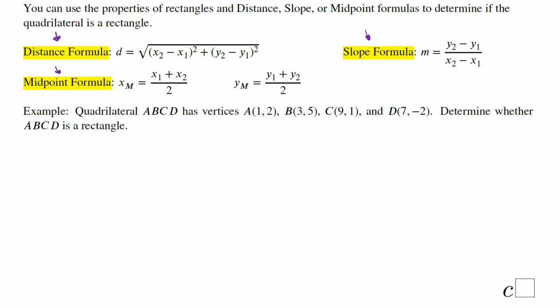Quadrilateral ABCD has vertices A (1, 2), B (3, 5), C (9, 1), D (7, -2). Determine whether ABCD is a rectangle. So how are you going to do this?